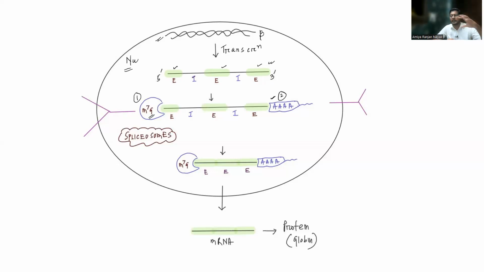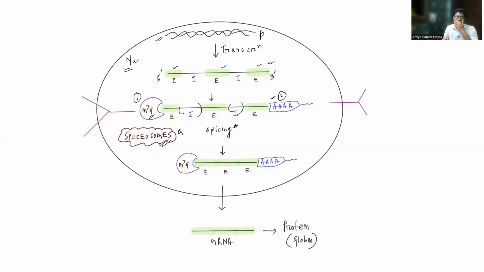Okay, so 5' capping and poly-A tail. Apart from that, what is the third phenomenon that is going to happen? The third one is the splicing. Splicing is a process by which these introns are removed, and this is possible because of the spliceosomes. So spliceosomes will come into picture and they will just remove the introns, and after removing the introns, the exons will be joined together.